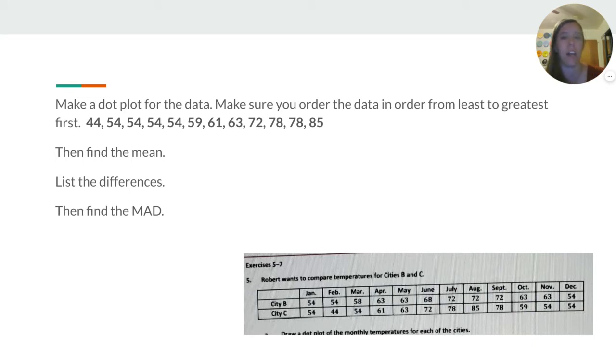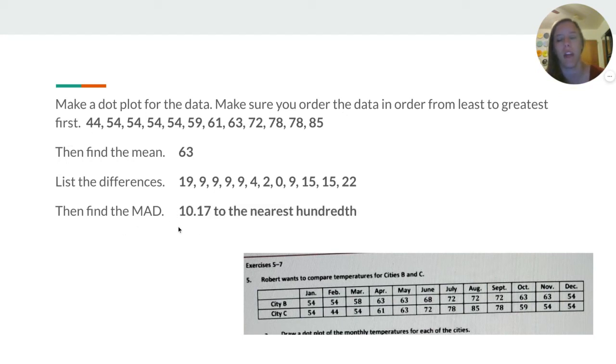So again, we list that data in order from least to greatest, and find the mean, which is again 63. The differences, now maybe you already notice a big difference, but there's a 19 and a 22. So even though the means are the same, this one has more variability. So we find the mean absolute deviation, which is 10.17 to the nearest hundredth. So again, that also helps us understand that greater variability.